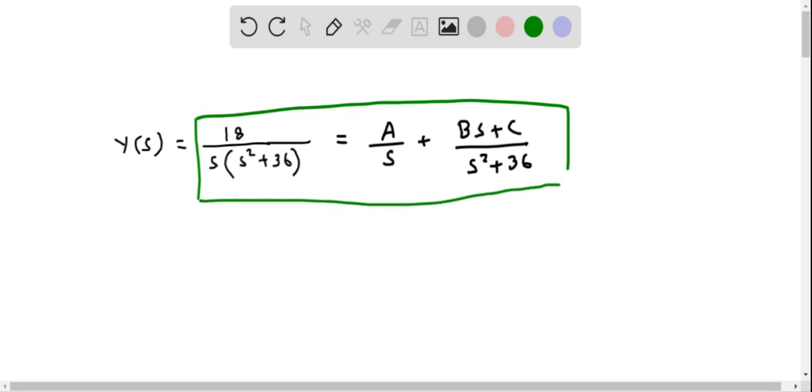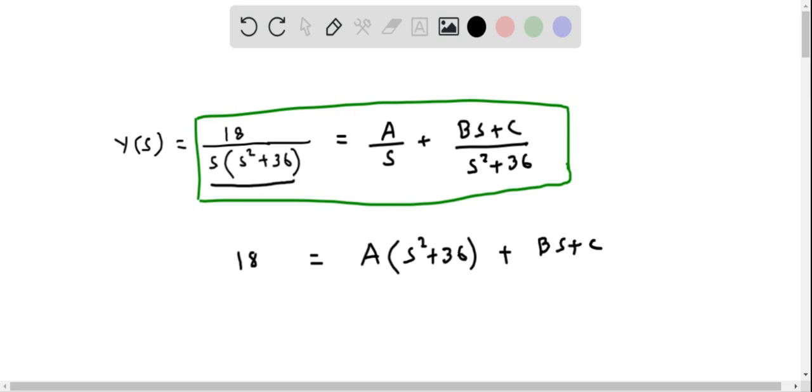To determine the values of A and B, we first have to multiply both sides of this equation by the least common denominator, which is this expression s times (s squared plus 36). When we multiply by this factor on both sides, on the left side we will be left with 18, and this equals, on the right side, we multiply each of the fractions with this expression. A will get multiplied with the factor s squared plus 36, and similarly the next fraction, Bs plus C, will get multiplied with the term s.